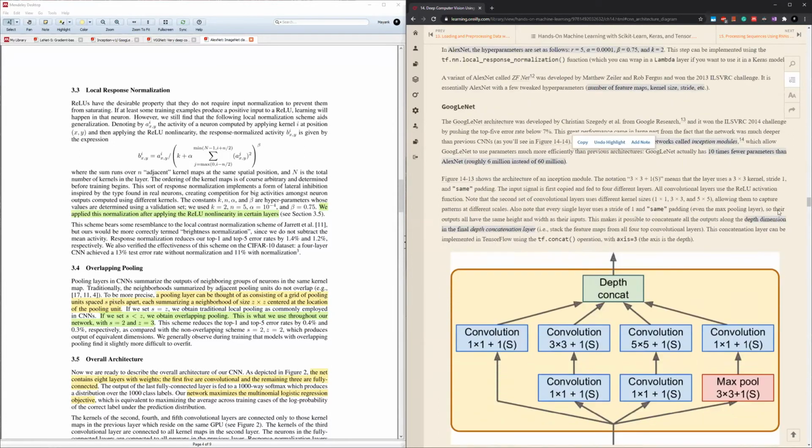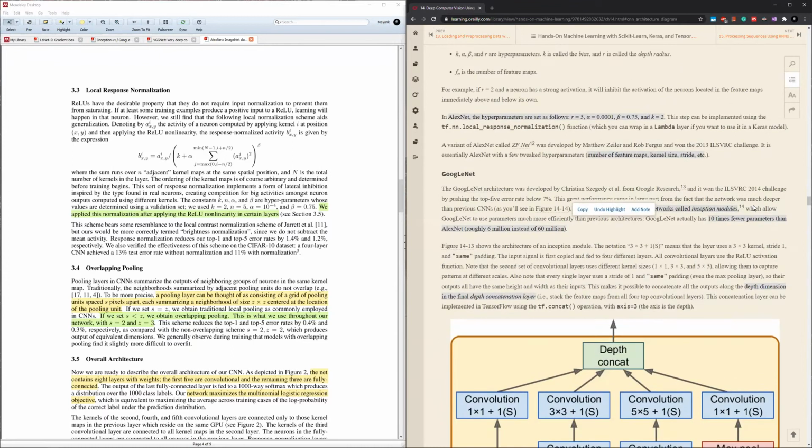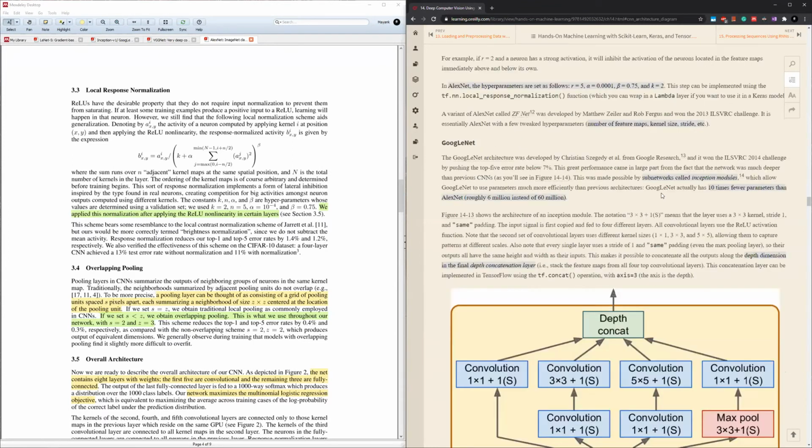Cool. So let's move to GoogleNet, which was the Inception, which was made possible by the subnetworks.